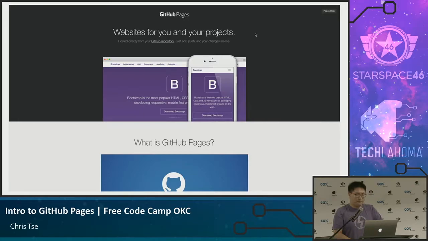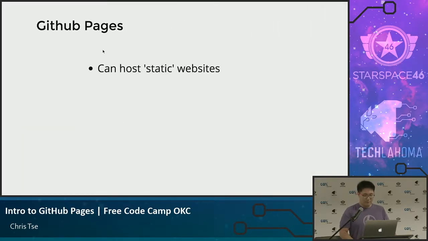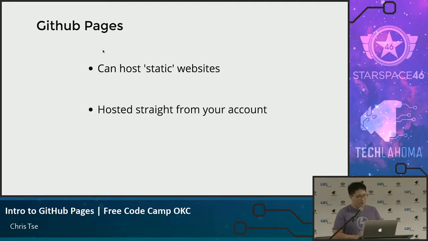And so GitHub Pages is a service that, according to their front page, hosts websites directly from your GitHub repositories. You just edit, push, and your changes are live. So what that means is that we can host static websites. Now the meaning of that term is kind of fuzzy nowadays, especially with a lot of the JavaScript libraries. But what static really means is you don't need any kind of server backend for your site. You just have HTML, CSS, and maybe some JavaScript. And so this is hosted straight from your account.